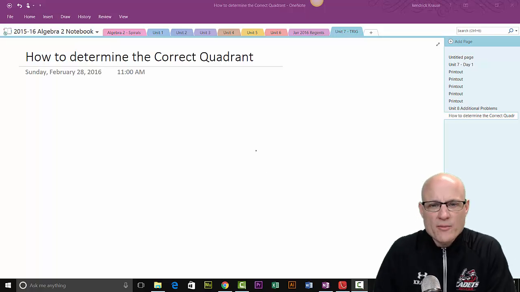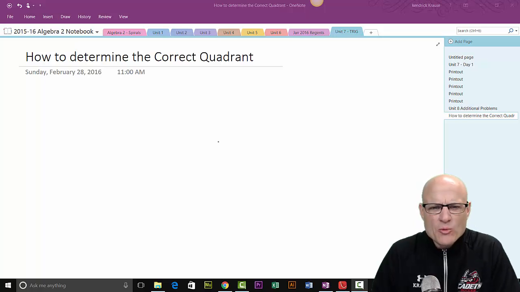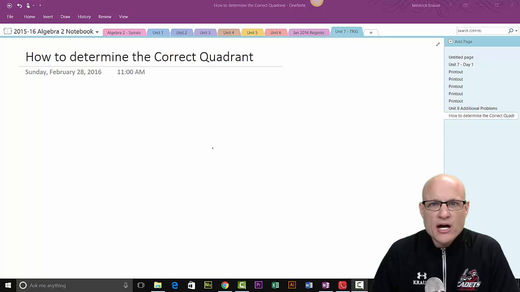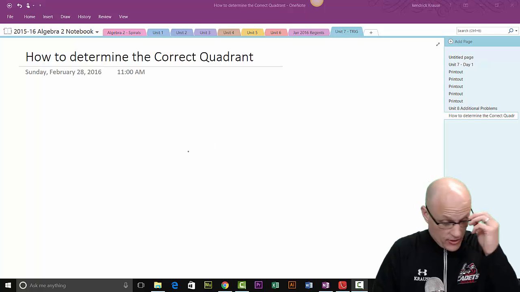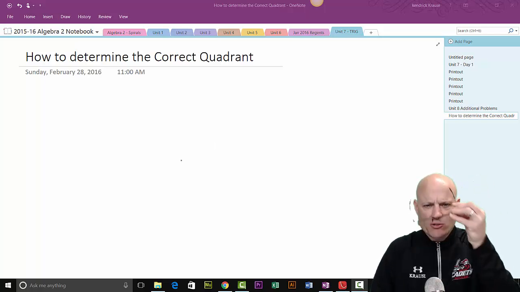Okay, kids, I've had a couple of requests from students asking about how in the world we determine which quadrant we put our triangle. How do we know where things are positive? How do we know where things are negative? So I'm going to try to go through this again one more time. It's going to be a very short video, but how to determine the correct quadrant.